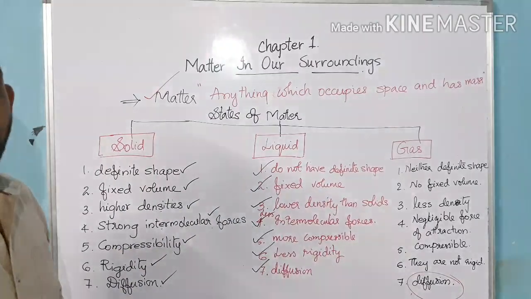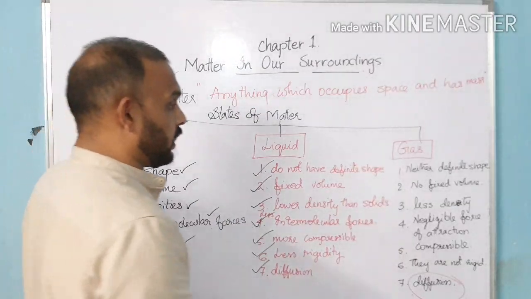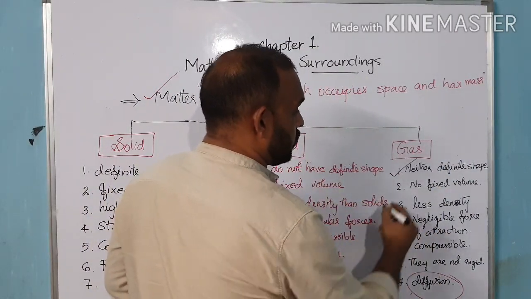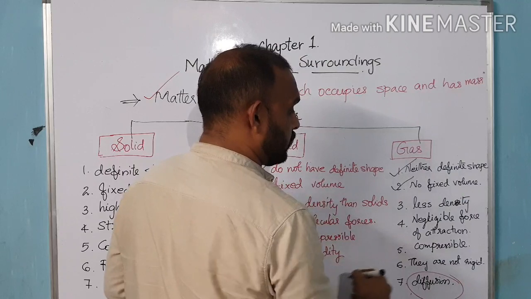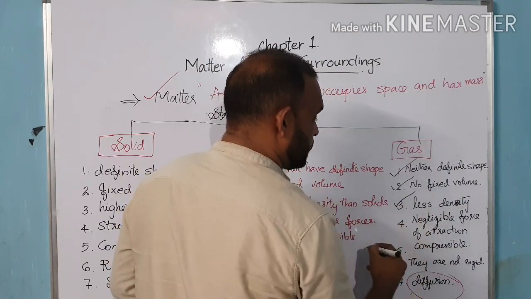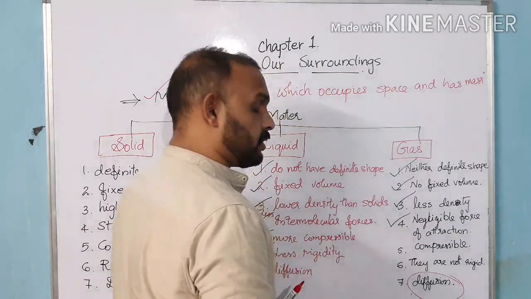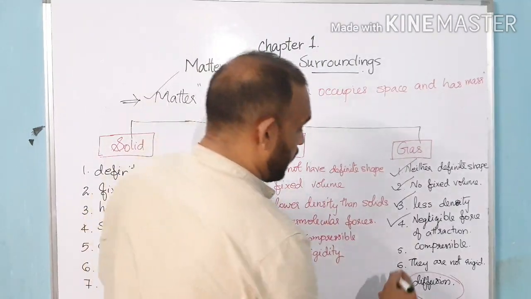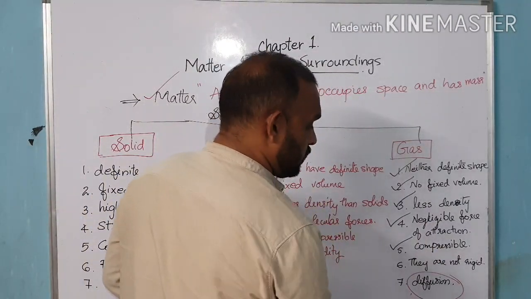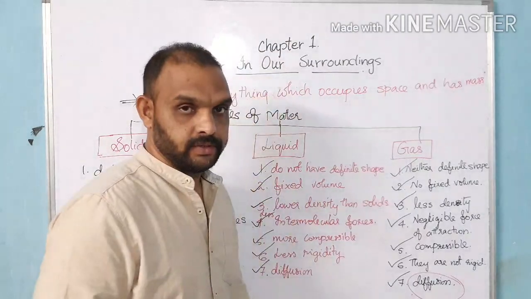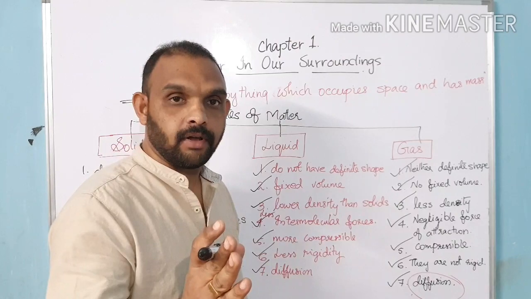So with this table, it is clear to you what the characteristic properties of solids, liquids and gases are. You can see here, gases have neither definite shape nor definite volume. They have less density. They have negligible force of attraction between the particles, and they are compressible. They are not rigid, and they can diffuse. I hope it is clear to all of you.